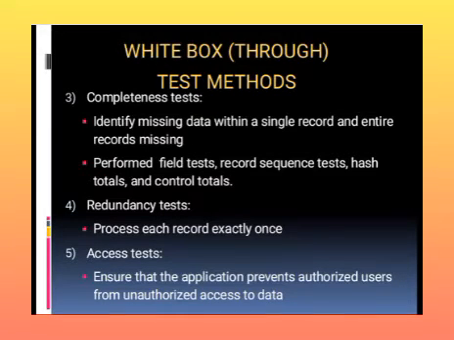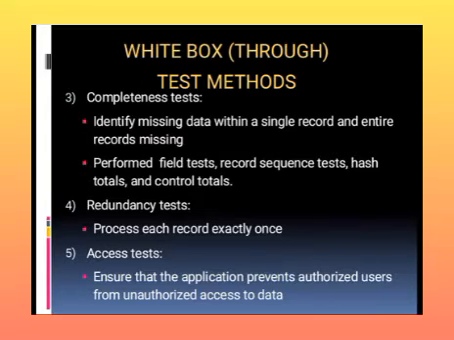Another test method is completeness tests, which identify missing data within a single record and entire records missing from a batch. So the types of tests performed are field tests, record sequence tests, hash totals, and control totals. The fourth method is the redundancy tests, which determine that an application processes each record only once. So the redundancy controls include the reconciliation of batch totals, record counts, hash totals, and the financial control totals.